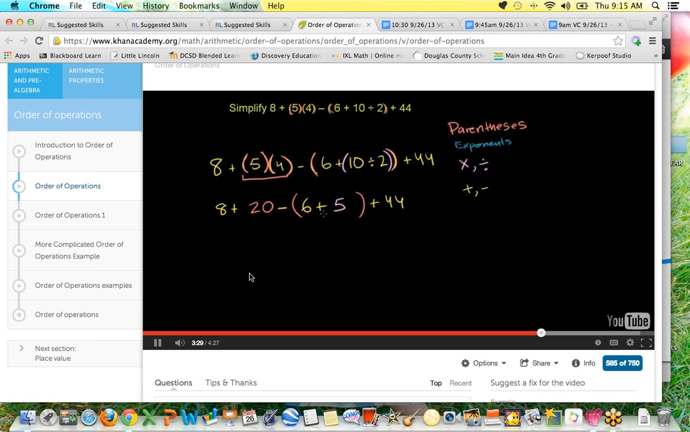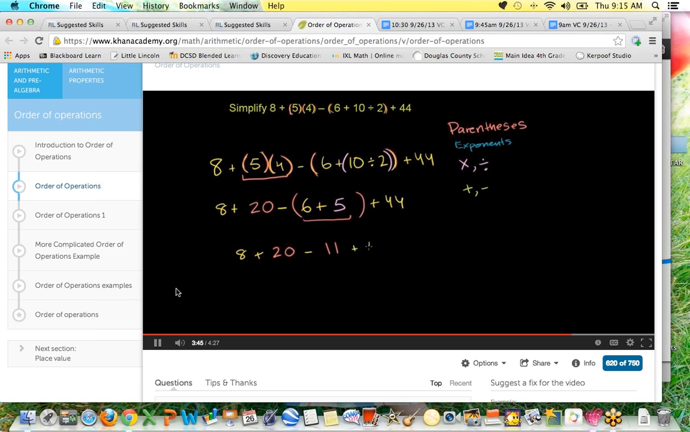All right. Have to evaluate this parentheses. So this results with 6 plus 5. Well, that's 11. So we're left with 20. Let me write it all down again. We're left with 8 plus 20 minus 6 plus 5, which is 11, plus 44. And now that we have everything at this level of operations, we can just go left to right. So 8 plus 20 is 28. So you can view this as 28 minus 11 plus 44.